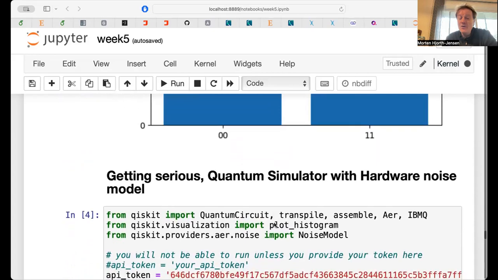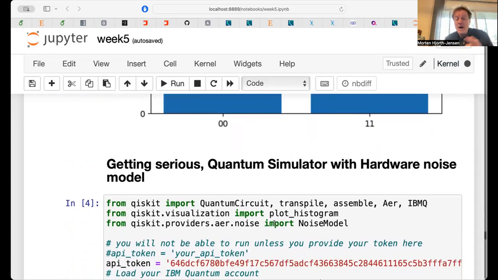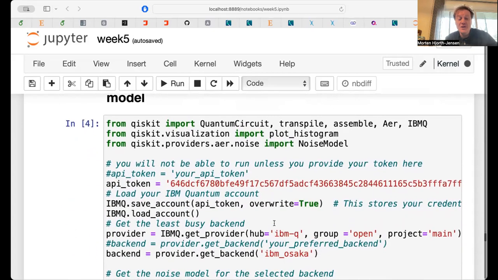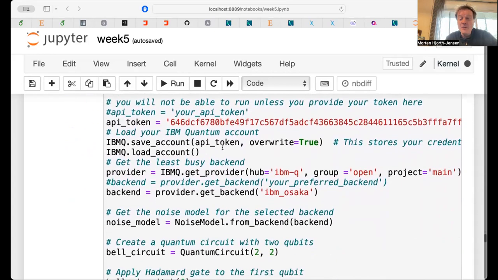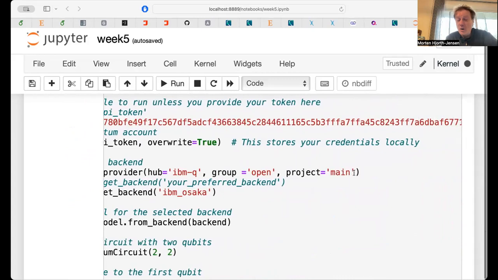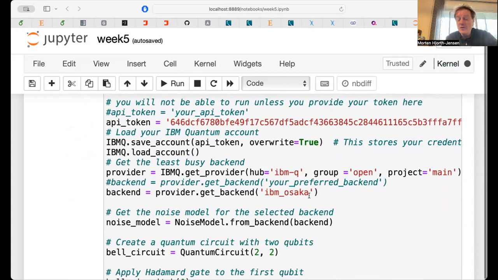However, when you simulate this with, so there's one package here, and this is what I wanted to give you. This is actually my token. You need to plug in your own API token here. And then you're going to set up the way you're going to run the calculation. So we are going to have the hub, which is the IBM queue. The group is open, project main, and I'm running on this machine, which is called IBM Osaka.